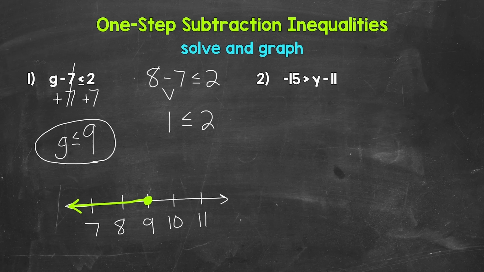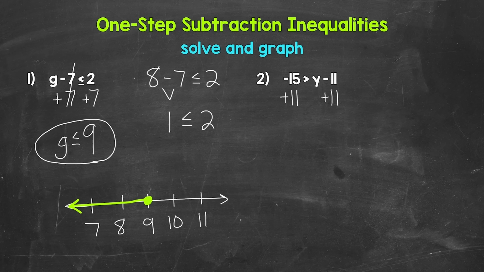Let's move on to number 2, where we have negative 15 is greater than y minus 11. So we need to solve this. We need to isolate y. We are subtracting 11, so we need the inverse operation of subtraction. That's addition. So add 11 to the right side. That means we need to add 11 to the left side as well.